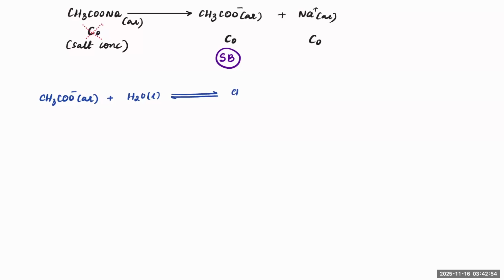And as it breaks, you will get this as CH3COOH, because this minus will try to take H plus from water. And what is left over? The leftover part is OH minus. Hence, the OH minus is being released. And this equilibrium is what we call the hydrolysis constant. So Kh here will be equal to the hydrolysis constant.